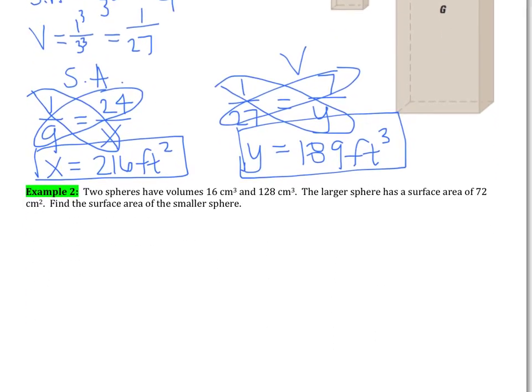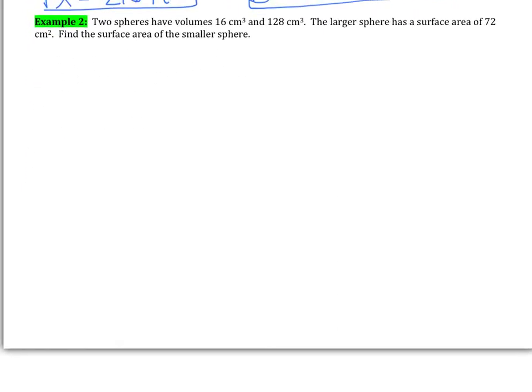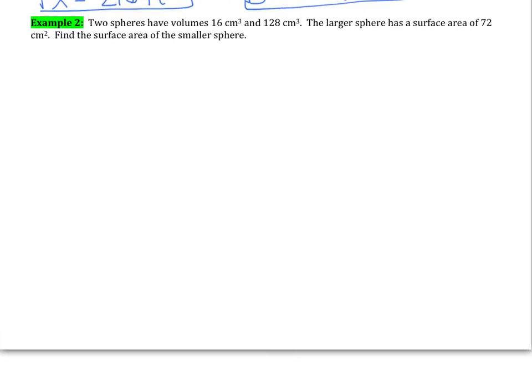All right, let's go down to example 2, where they tell me that two spheres have volumes of 16 centimeters cubed and 128 centimeters cubed. The larger sphere has a surface area of 72 centimeters squared, and we want to find the surface area of the smaller sphere. Once again, the first thing that I'm going to do is set up my ratios. I know I'm going to need the length ratio, the surface area ratio, and the volume ratio. Now they have given me the two volumes, so I can find a ratio using that.